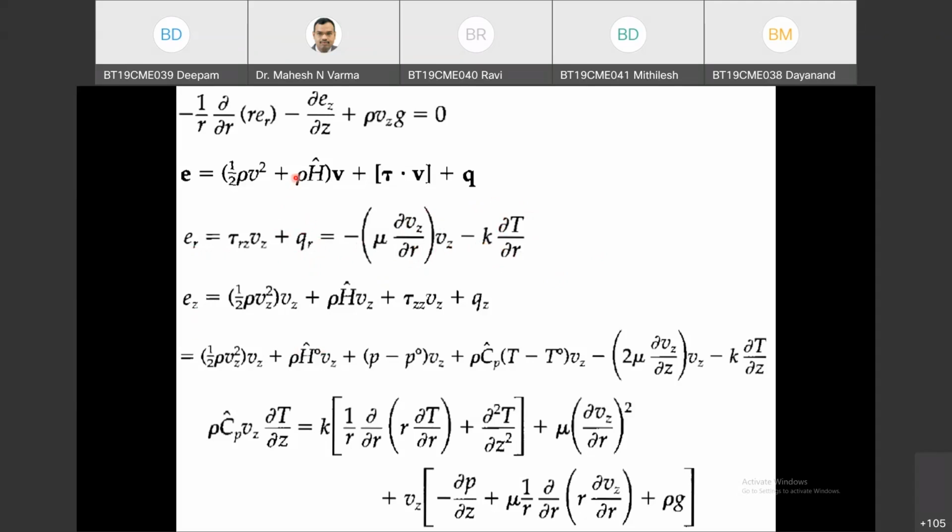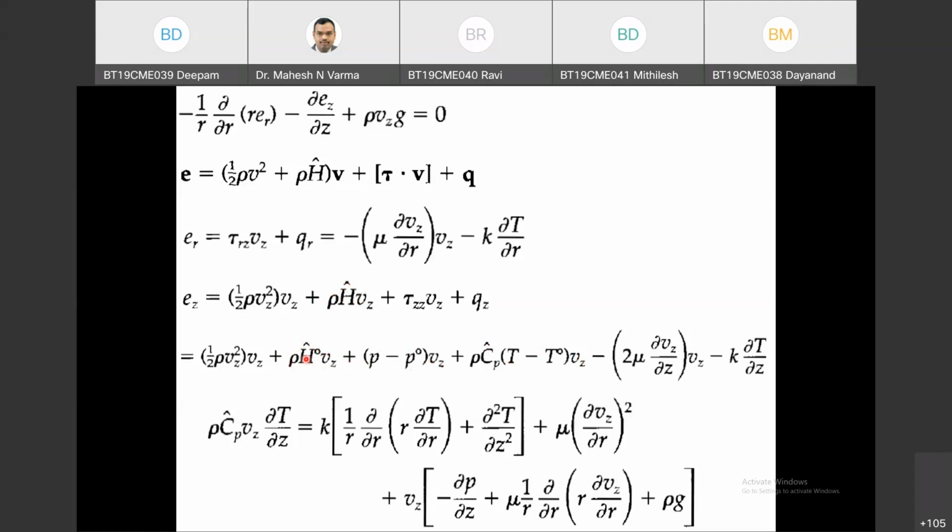Now Ez. This will be half rho Vz square, half enthalpy Vz square, plus tau Zz into Vz plus Qz. Okay, now this we have already estimated. What is H? H will be equal to H plus P minus P0 Vz, plus rho Cp T into Vz. This H minus H0 we already discussed in the last class. H minus H0 will be equal to this plus this, and rho into H will be equal to rho into H0 into Vz.